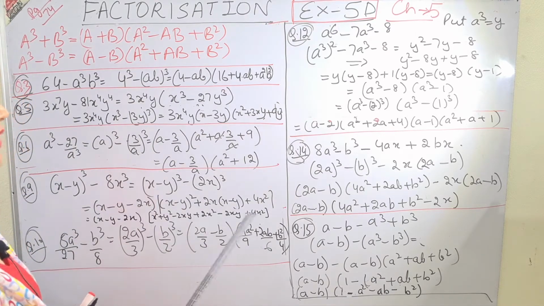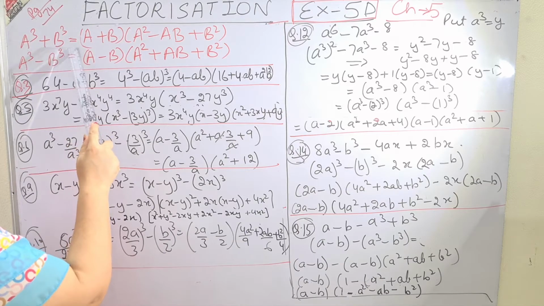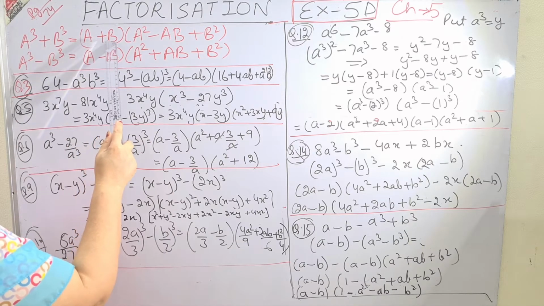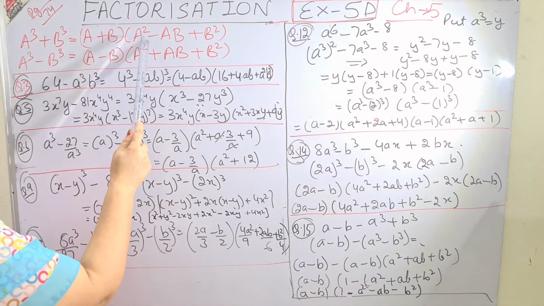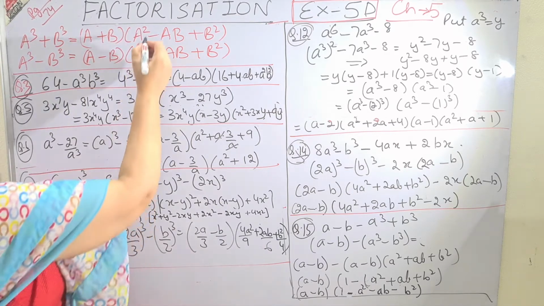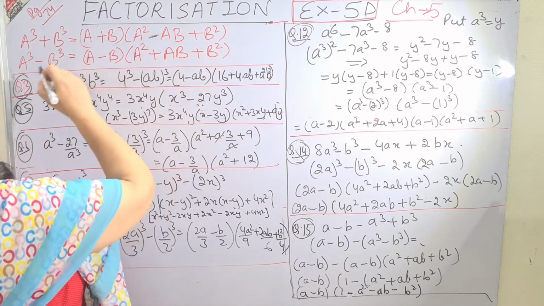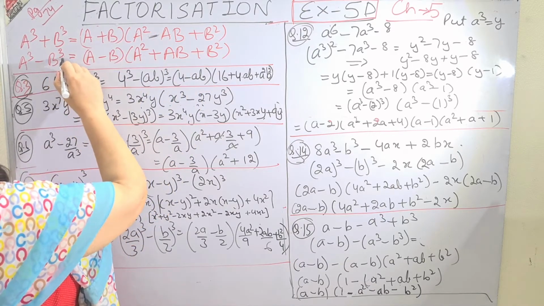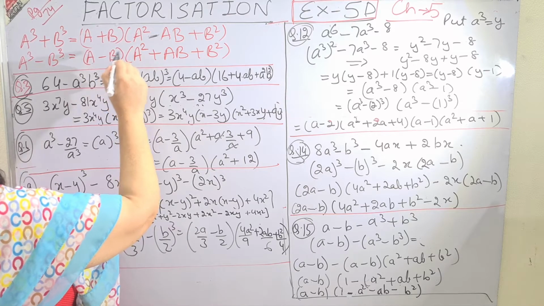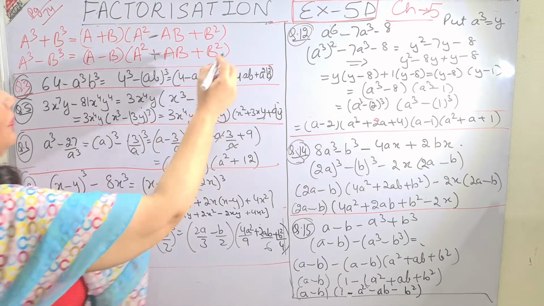Before that, let me explain the formula. A cube plus B cube is equal to (A plus B)(A square minus AB plus B square). This is to be noted: it is minus AB. And when it is A cube minus B cube, it is (A minus B)(A square plus AB plus B square). Otherwise the formulas are the same.